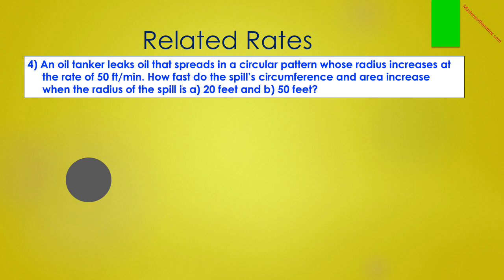Number 4 reads, an oil tanker leaks oil that spreads in a circular pattern whose radius increases at the rate of 50 feet per minute. How fast do the spill's circumference and area increase when the radius of the spill is, first, A, 20 feet, and B, 50 feet?